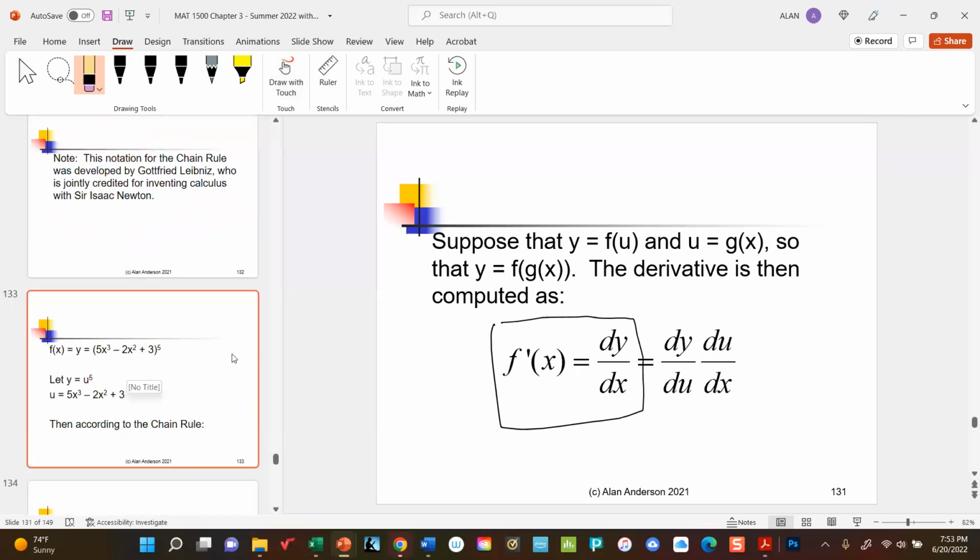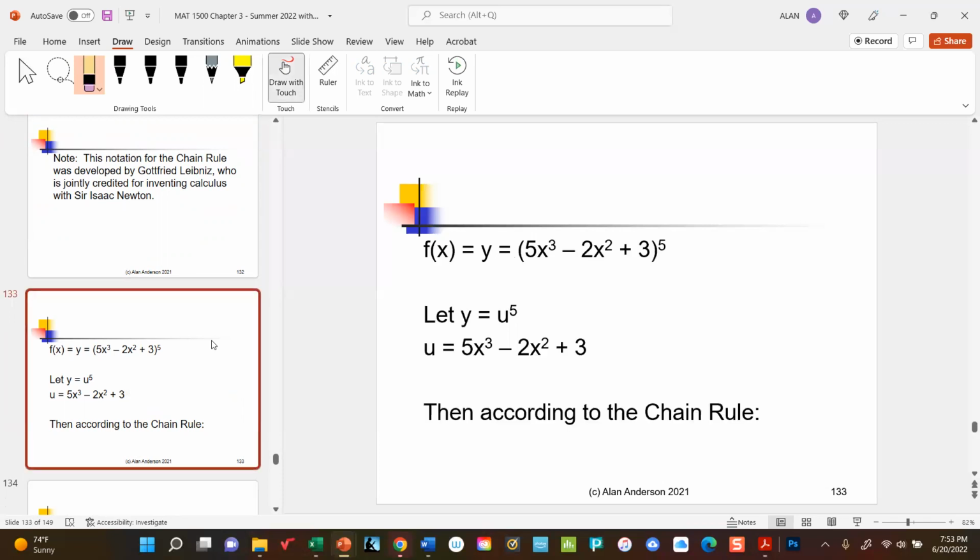So let me show an example of this. Now, we're going to see a very innocuous looking problem, which doesn't have to be solved with the chain rule, by the way, but we're going to do it anyway. So the function is (5x^3 - 2x^2 + 3) to the 5th power. Now, if I wanted to really torture myself, I could figure out what I get when I multiply that function by itself 5 times, and then apply the power rule to each individual term. But that could take all night.